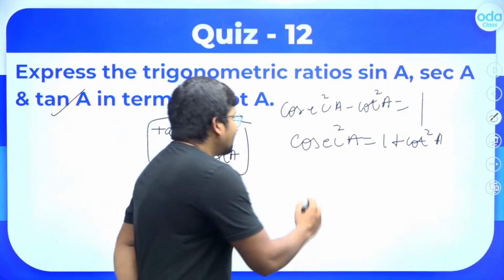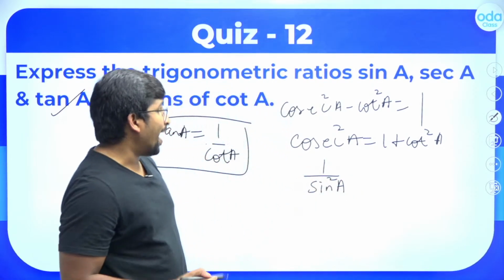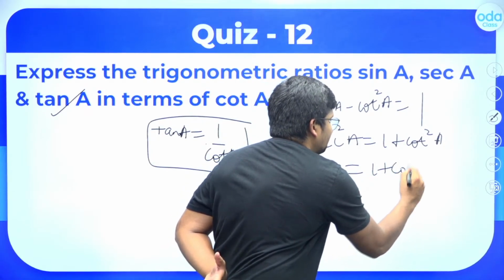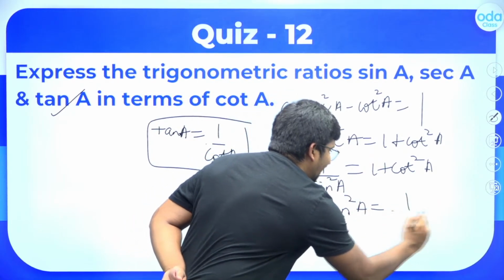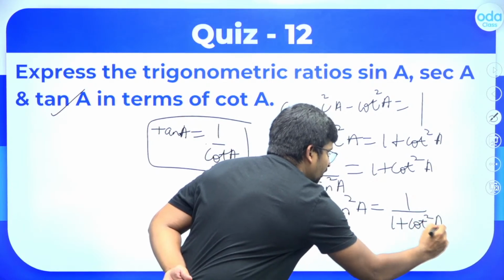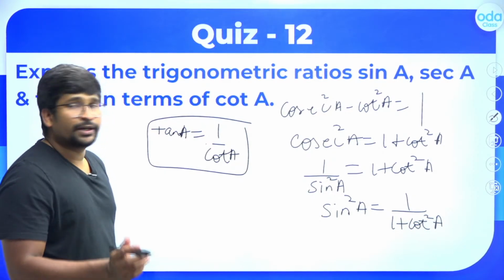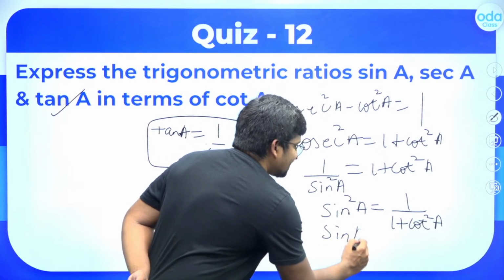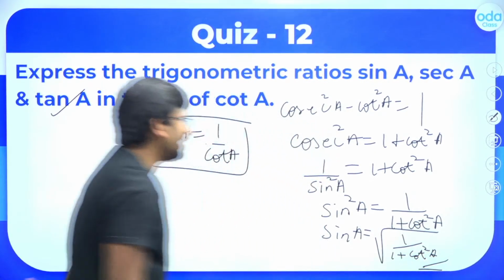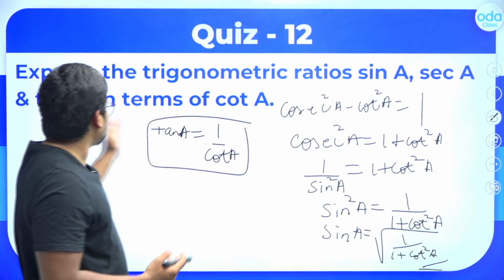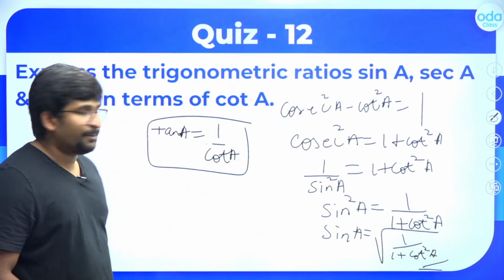What is cosec square A? Cosec square A is actually 1 divided by sine square A, right? 1 divided by sine square A is 1 plus cot square A. Taking reciprocal on both sides, you can write sine square A as 1 divided by 1 plus cot square A. Now taking root on both sides, sine A will be root of 1 divided by 1 plus cot square A. So the motive is achieved because you had to convert sine A in terms of cot A.